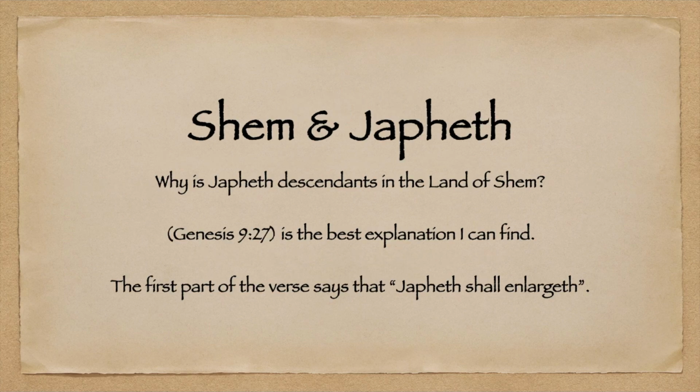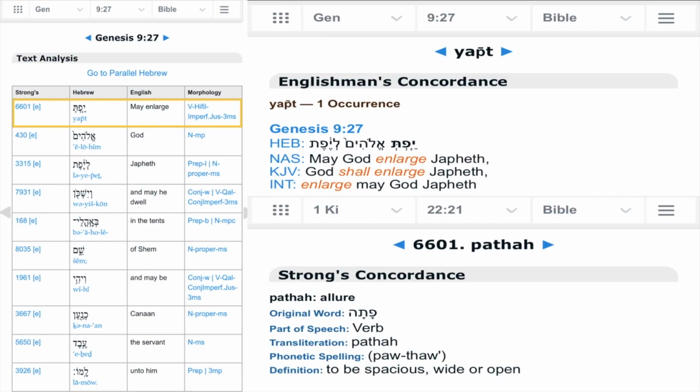Why are Japheth's descendants in the land of Shem? Genesis chapter 9 verse 27 is the best explanation I can find. The first part of the verse says that Japheth shall enlarge. So it says Japheth may enlarge. This is from Strong's 6601, Japheth, may enlarge or shall enlarge, as you can see right here.